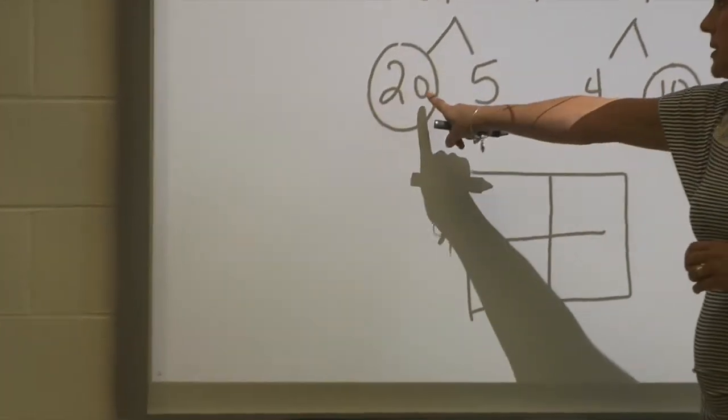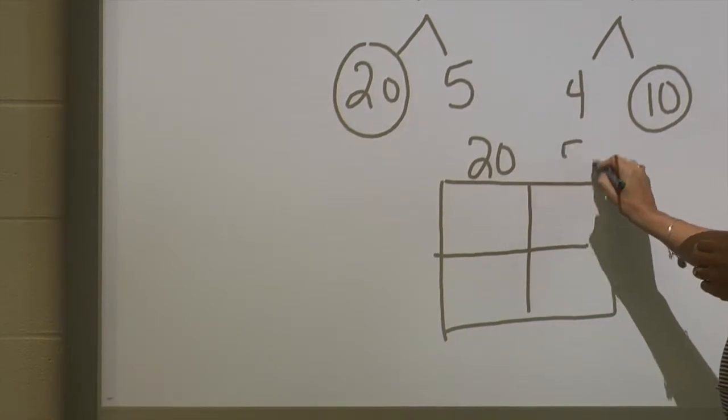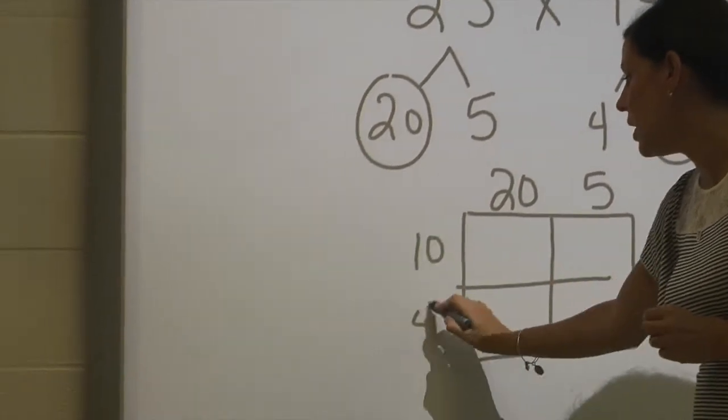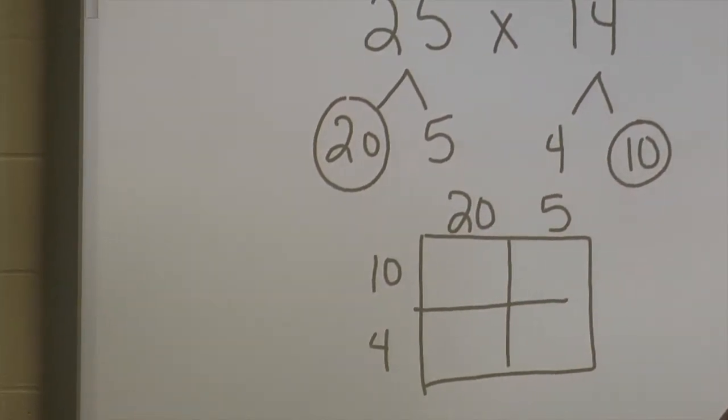Okay? So then I take my tens place and my ones place and I put them here for this first one. Then I'm going to take my tens place and my ones place for this one and put them right here on the side. So now I've created 4 smaller multiplication problems.